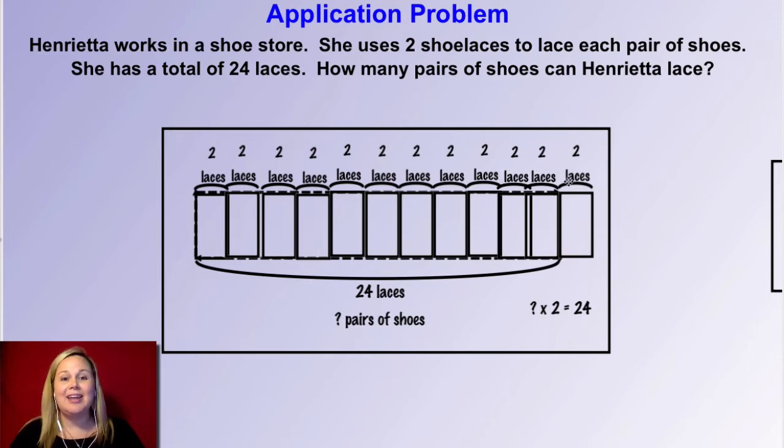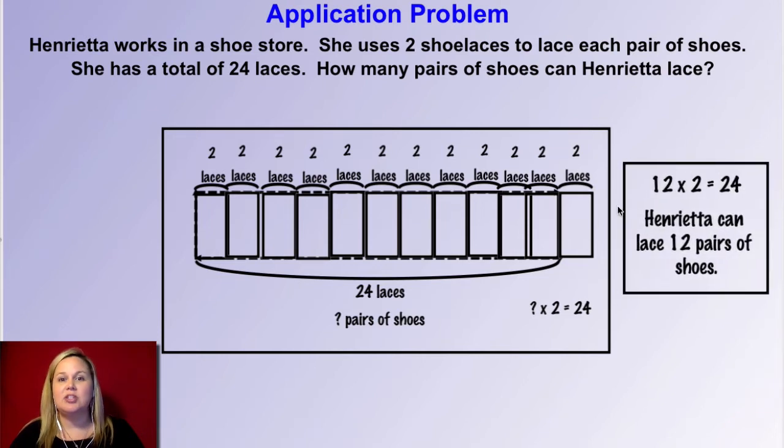24. Okay, so now I need to find out how many groups I had. So 1, 2, 3, 4, 5, 6, 7, 8, 9, 10, 11, 12. So my missing piece of information is those 12 groups. So I can write that as a multiplication of 12 times 2. So 12 groups of 2 equals 24. And Henrietta can lace 12 pairs of shoes.